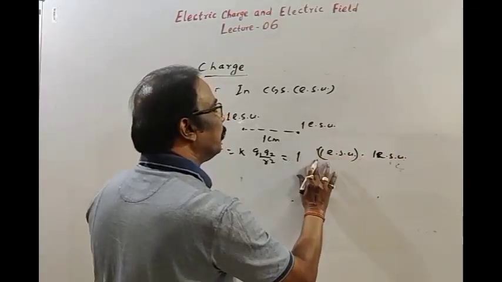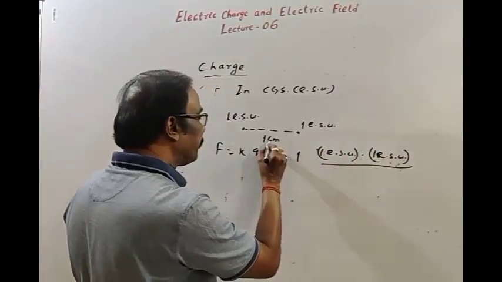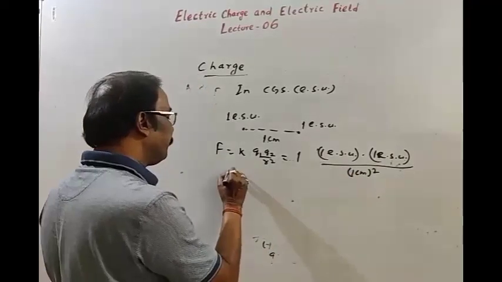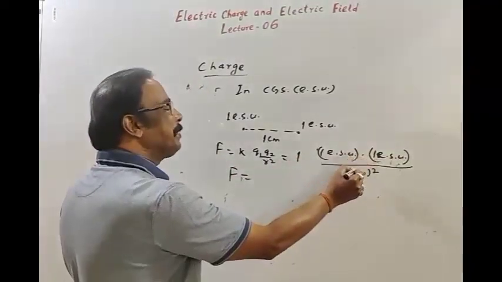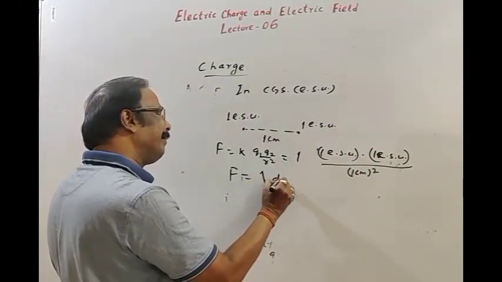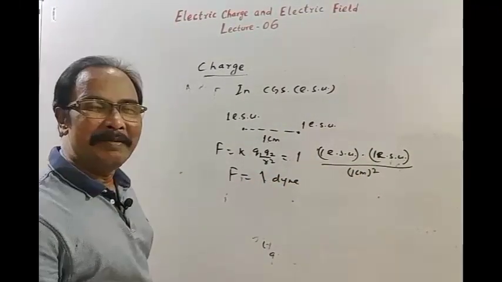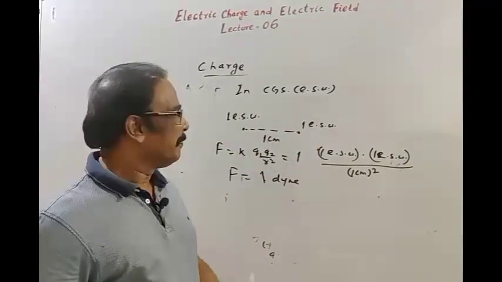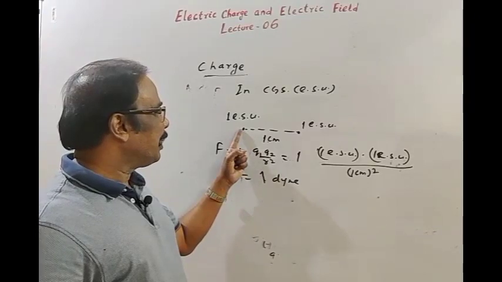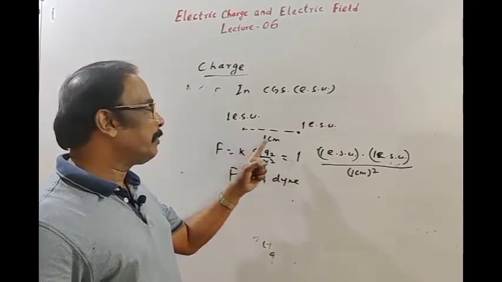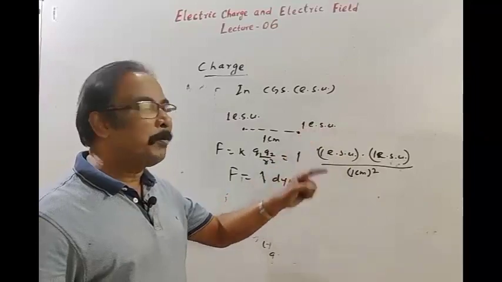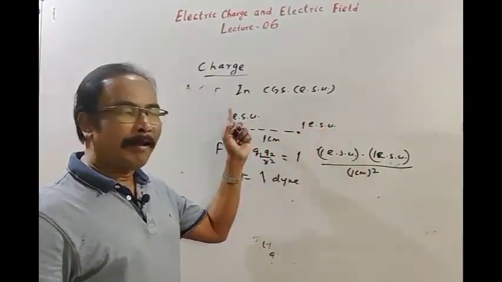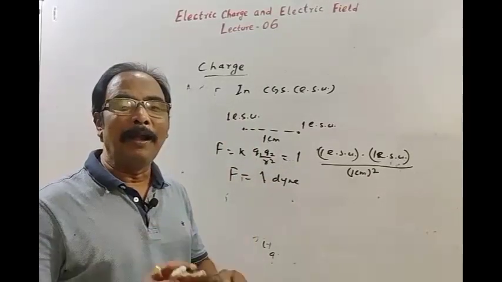Okay. 1 ESU into 1 ESU divided by distance is 1 centimeter square. Then force comes 1 into 1 into 1 divided by 1, which means 1 dyne in CGS. In a similar way, we can define 1 ESU of charge. 1 ESU of charge is that much charge which, when placed at a distance of 1 centimeter from another equal charge of 1 ESU, may repel or attract it with a force of 1 dyne.